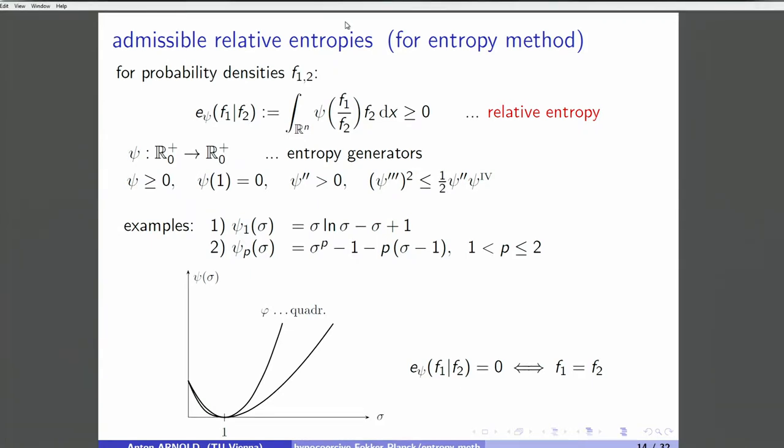Plus, there's some technical assumption between the second, third, and fourth derivative of these entropies, and I'll show you later on how this technical assumption appears. So concerning examples of such relative entropies, first of all, the logarithmic entropy that we have seen this morning, or power law entropies, where the powers can be between 1 and 2. So the admissible relative entropies due to this technical assumption are somehow bounded below by the logarithmic entropy and bounded above by the quadratic one. So we can use entropies within this range.